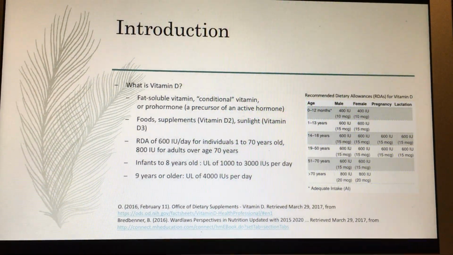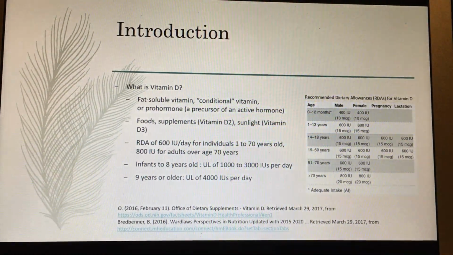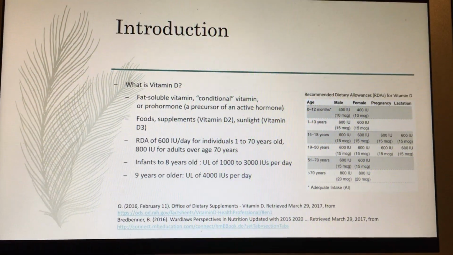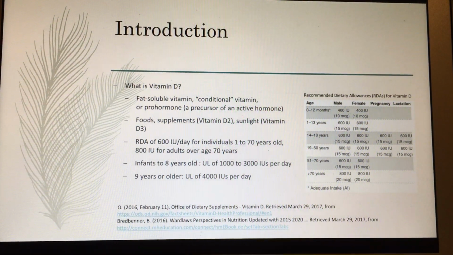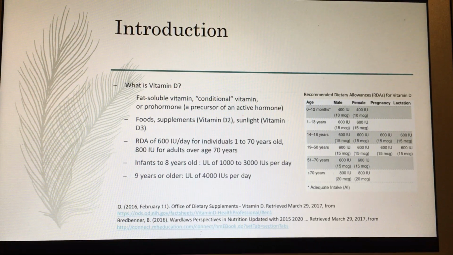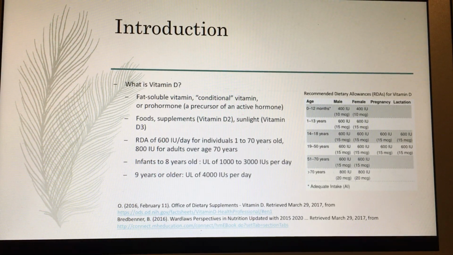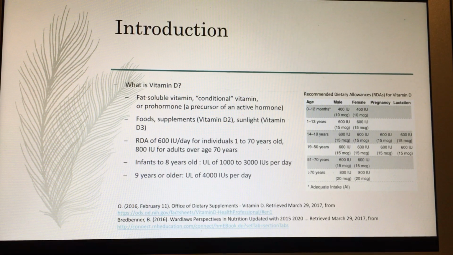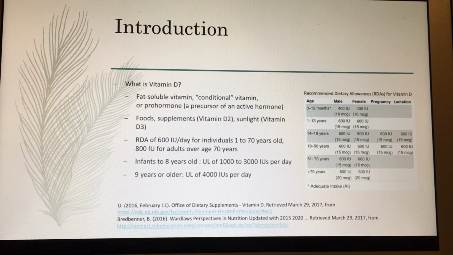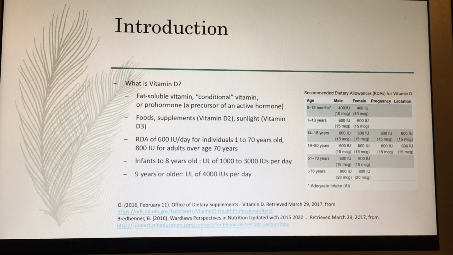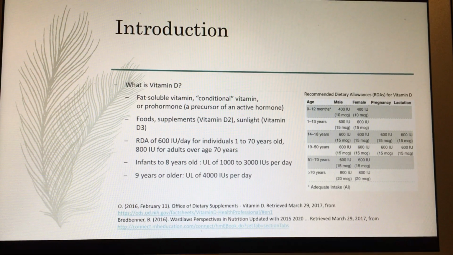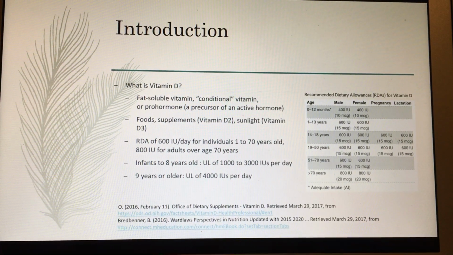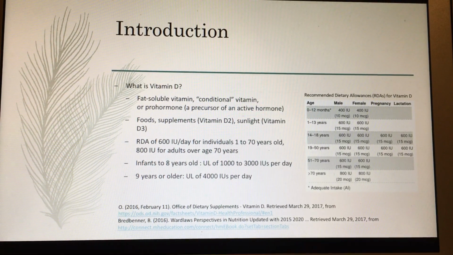Okay, so what exactly is vitamin D? Vitamin D is a fat-soluble vitamin that is naturally present in very few foods, and it can be fortified in foods as well. The reason we call it a conditional vitamin or prohormone is because a dietary source is not required if synthesis is adequate to meet needs. Also, we know we can get vitamin D from dietary supplements.